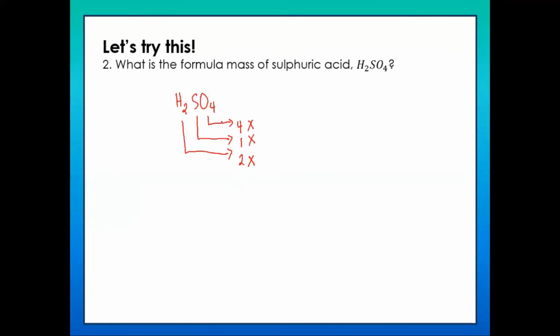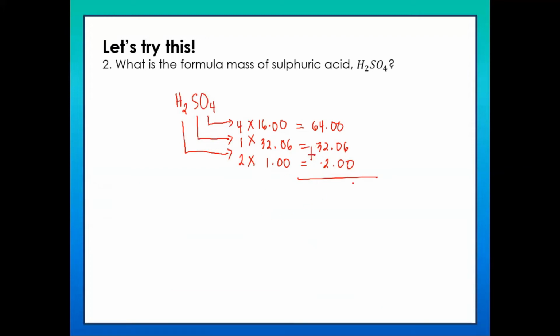For oxygen, just follow the arrow so we don't get lost. Oxygen, we have 16.00. For sulfur, we have 32.06. And for hydrogen, we have 1.00. So multiply that. 4 times 16.00, we have 64.00. And 1 times 32.06 is just the same. And 2 times 1.00 is just 2.00. Now we have to add all this.